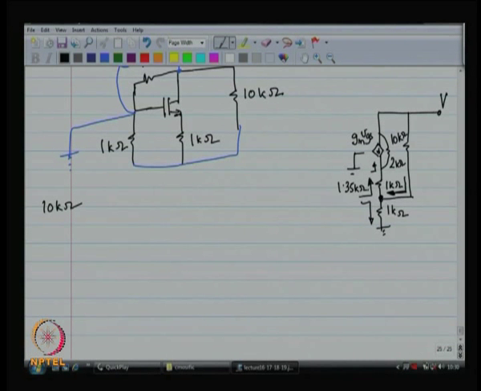Right. Therefore, I now have got a network. I have applied some V, 10K, and it splits into two pieces, 1K and 1.35K. I need to find the voltage over here. It's easy to find, right?